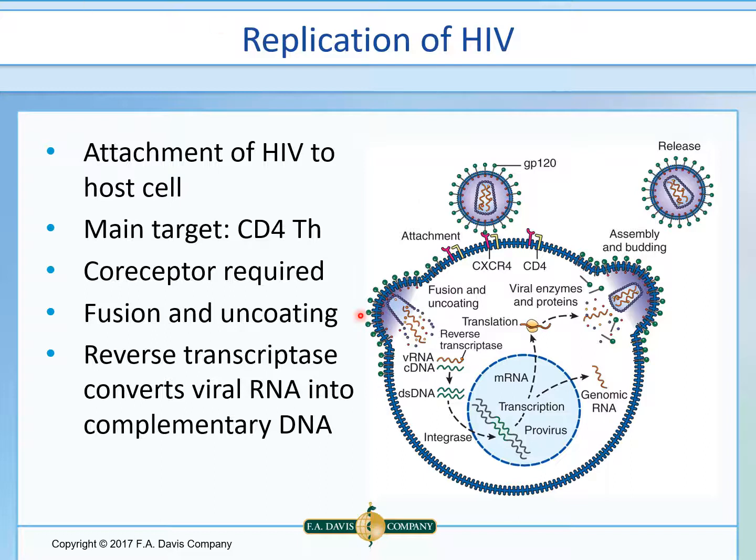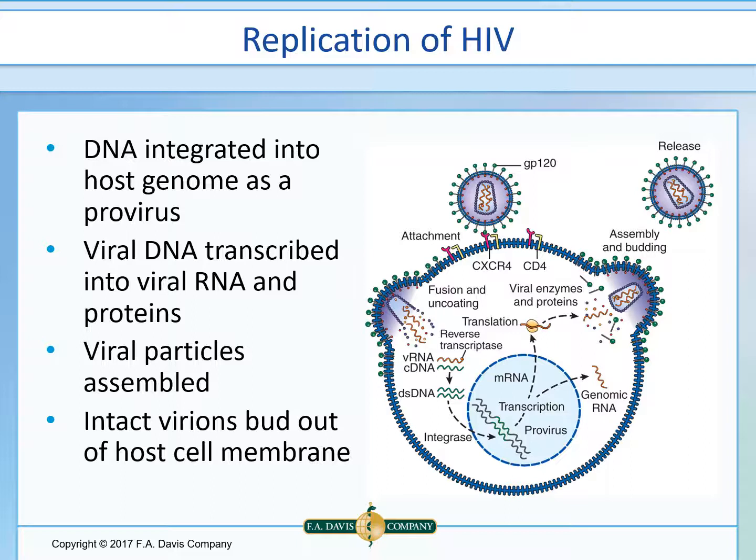Chemokine receptors, such as CXCR4 associated with T cells and CCR5 associated with macrophages, are co-receptors required for entry because they promote the fusion of the HIV envelope to the host cell membrane. After fusion, uncoating, or removal of the viral protein coat, exposes the HIV genome, and then reverse transcriptase can convert the viral RNA to complementary DNA. As the double-stranded DNA is then synthesized, it becomes integrated into the host genome as a provirus.